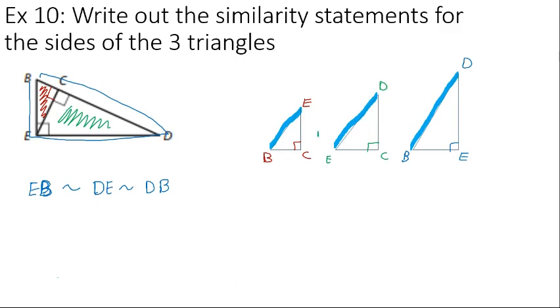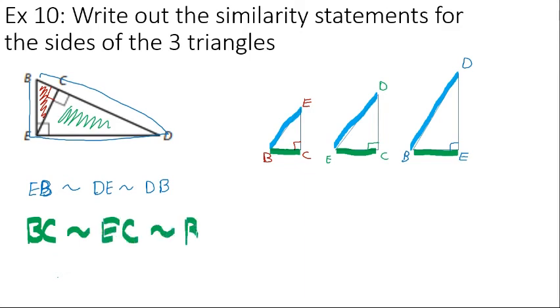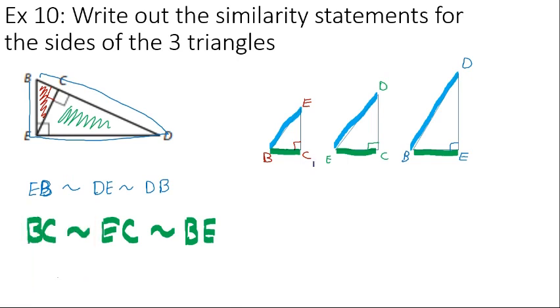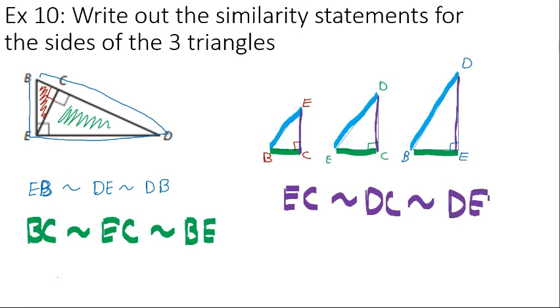But the next sides you could say are the three bottom sides right here. So there I say BC is similar to EC, similar to BE. And then the last one, this side and this side are corresponding and similar. So here I'm going to say EC is similar to DC, similar to DE.